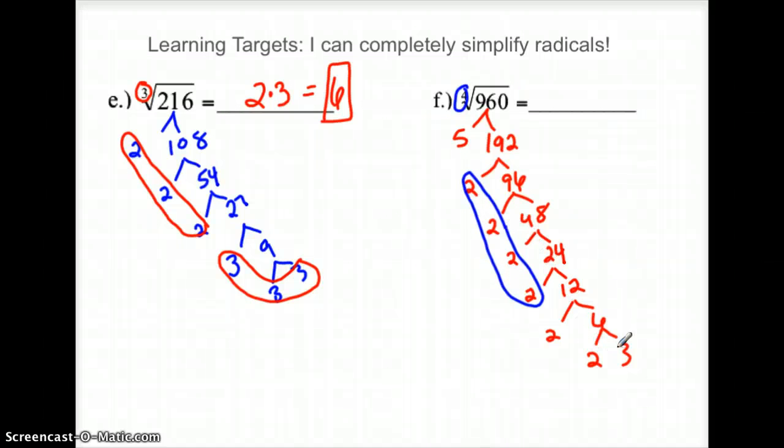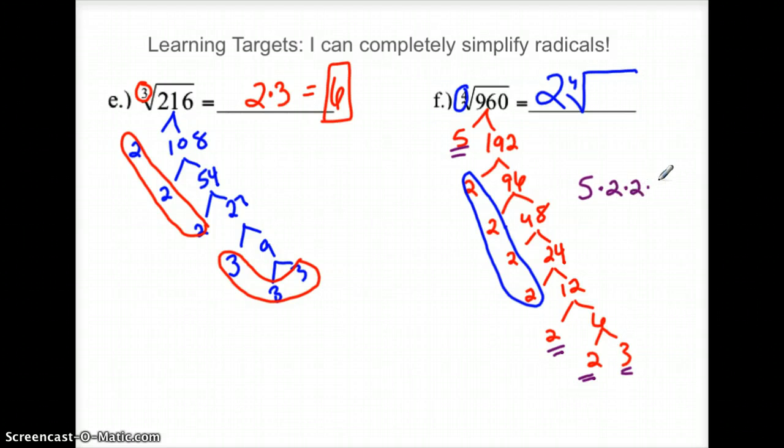Do I have 4s of anything else? 3, 2, 2, 5, dag-nabbit, that's it. So after all of that, just a stinking 2 comes out. What stays under your 4th root house? Well, what's left over? 5, 2, 2, and a 3. Yikes! So just remember, make sure that you multiply all of that stuff back together before you put it in.